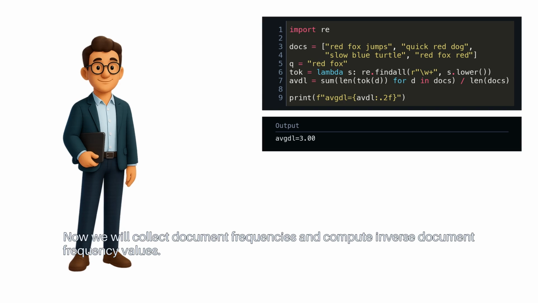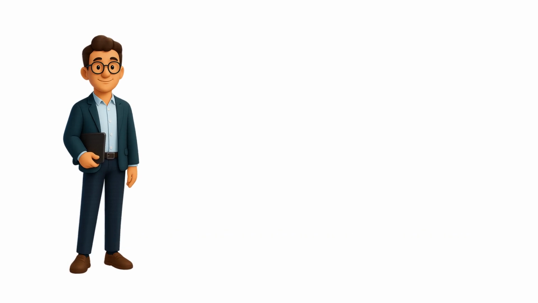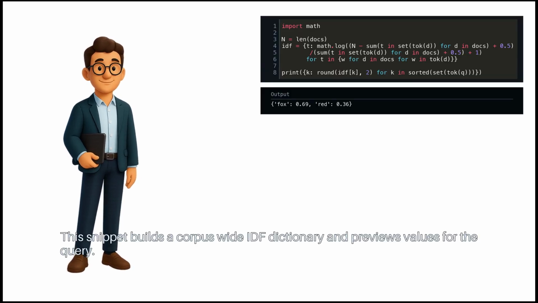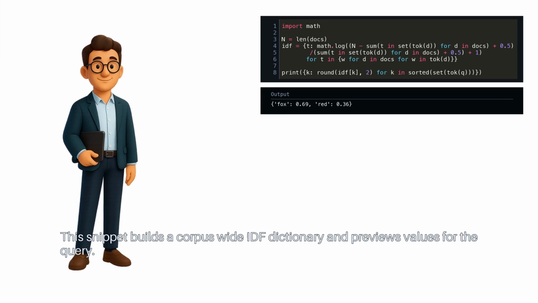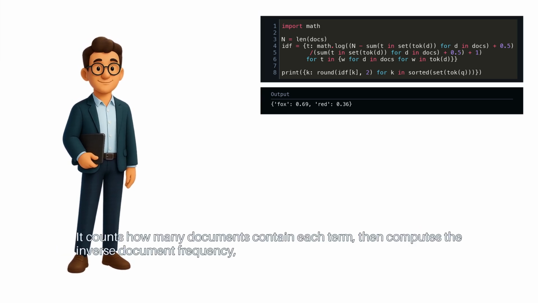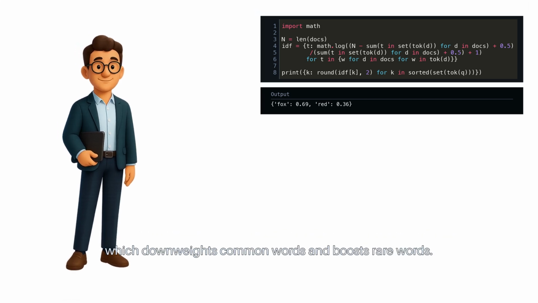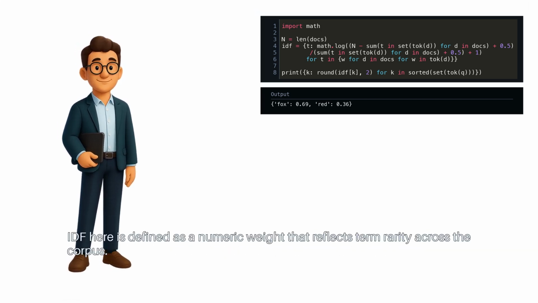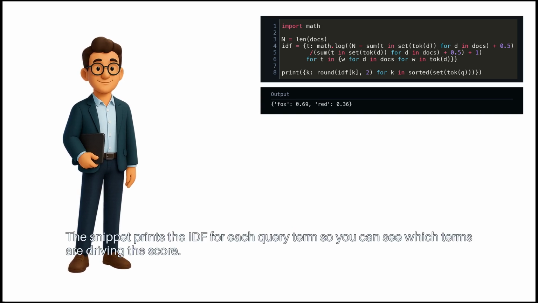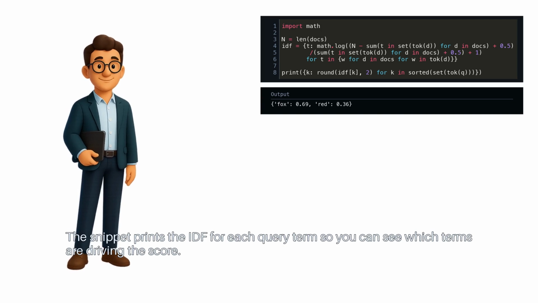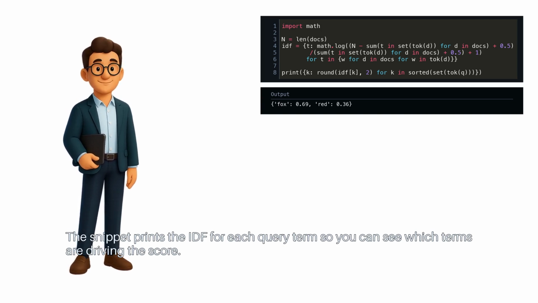Now we will collect document frequencies and compute inverse document frequency values. This snippet builds a corpus-wide IDF dictionary and previews values for the query. It counts how many documents contain each term, then computes the inverse document frequency, which downweights common words and boosts rare words. IDF here is defined as a numeric weight that reflects term rarity across the corpus. The snippet prints the IDF for each query term, so you can see which terms are driving the score.